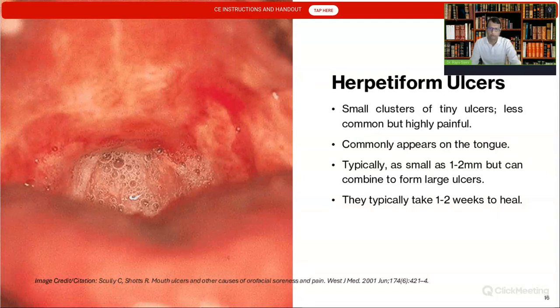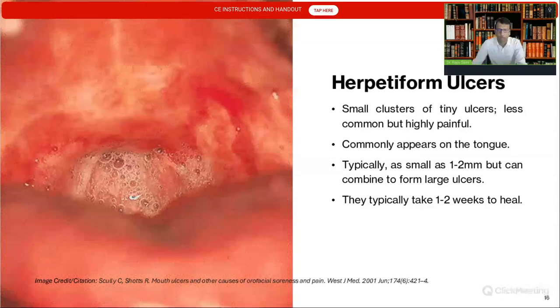The third one is herpetiform ulcers. Herpetiform ulcers are mostly seen in the tongue area, and they are small but occur in groups and small clusters. These clusters sometimes coalesce and form a big ulcer. But most often you can see them as minute dots, separated but in very close proximity to each other, and they usually take 1 to 2 weeks to heal.